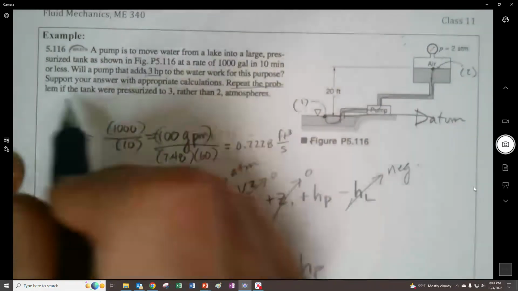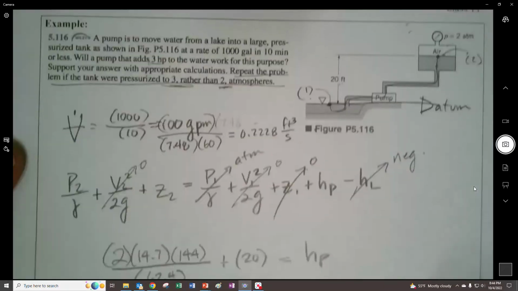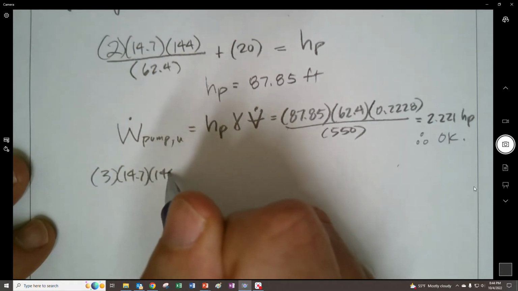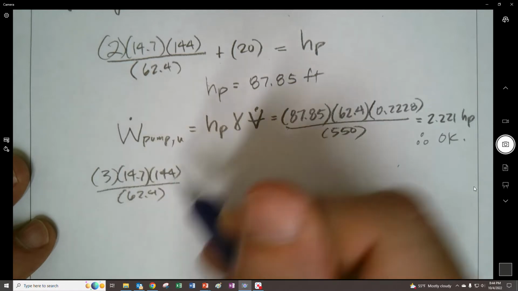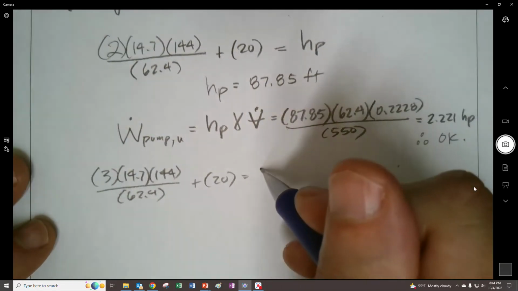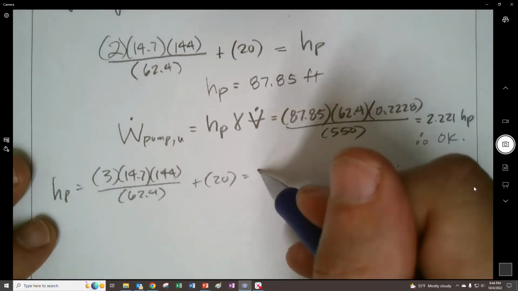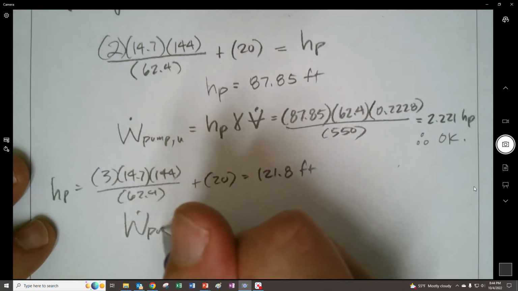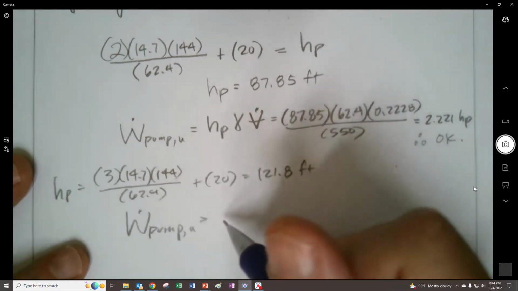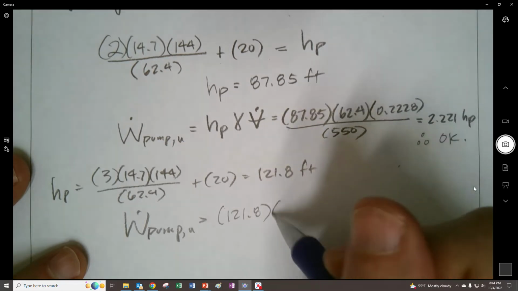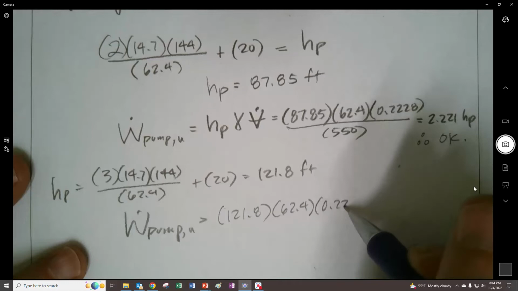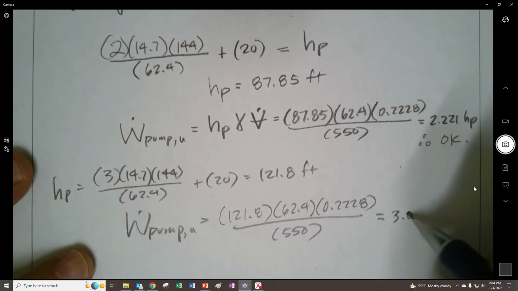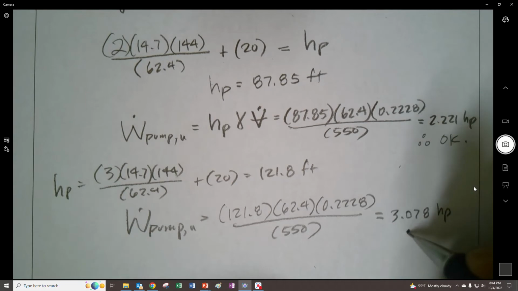And then they said to repeat the problem again if we have 3 atmospheres rather than 2 atmospheres. So all we have to do, I won't try to do any shortcuts here, we could just put in 3 atmospheres. Still pumping up 20 feet. And so this is going to be Hp, so I'll make this equal to 121.8 feet. So the useful power that the pump has to do work on is 121.8 times 62.4 times 0.2228, divided by 550. And we're left with 3.078 horsepower. Therefore, nope.